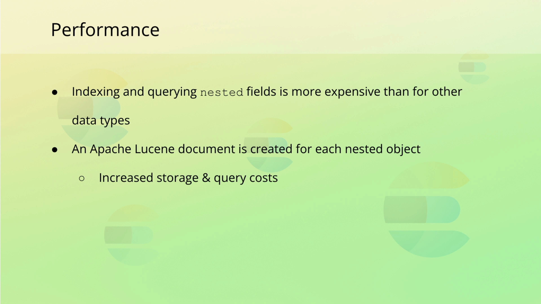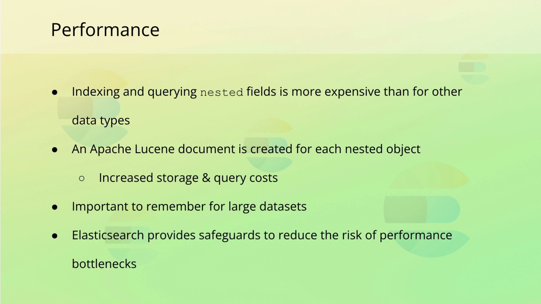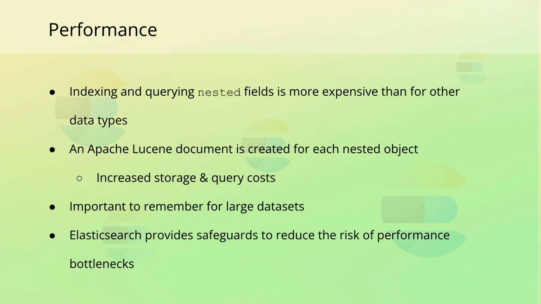Elasticsearch is generally super fast, so unless you're dealing with large amounts of data and query throughput, you probably won't notice any performance penalty though. The more you scale things up, the more likely you are to see degrading performance and run into problems. To reduce the risk of that happening, Elasticsearch provides a couple of safeguards, so let's quickly look at those.